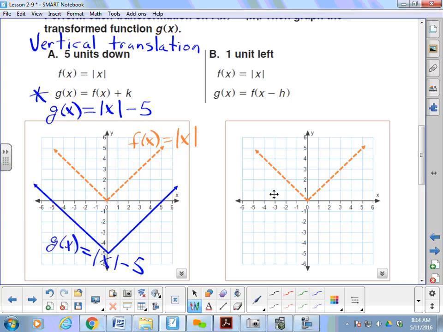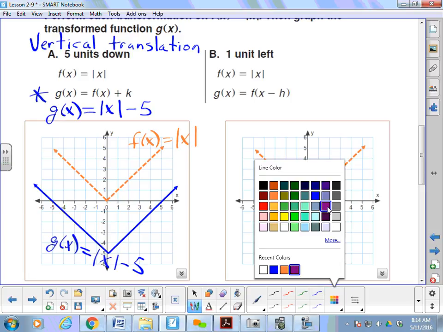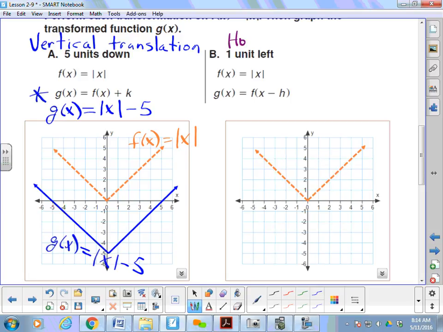In this case, we have a horizontal translation. Now notice the general rule for a horizontal translation, g of x equals f of x minus h, where the x minus h is in the parentheses, okay? That means it's inside the function. It affects the value of x.